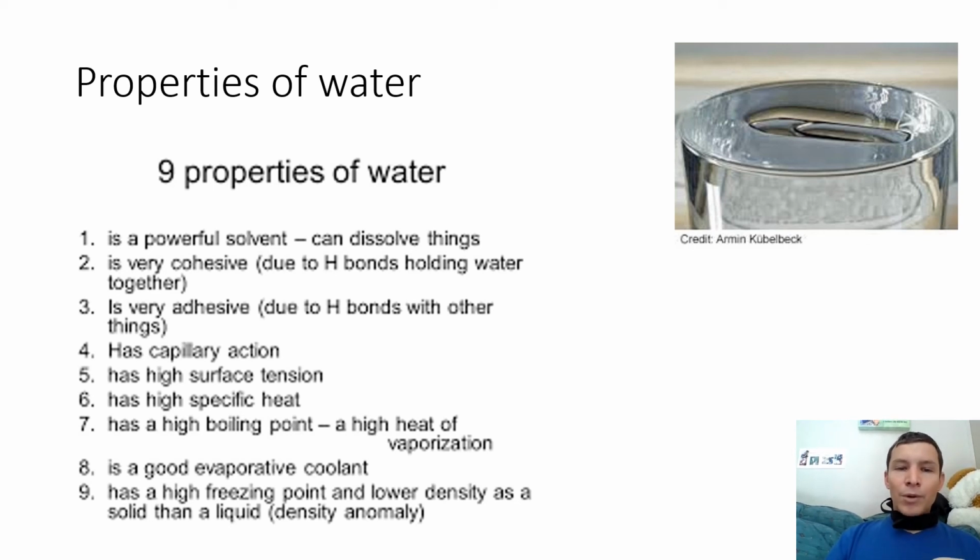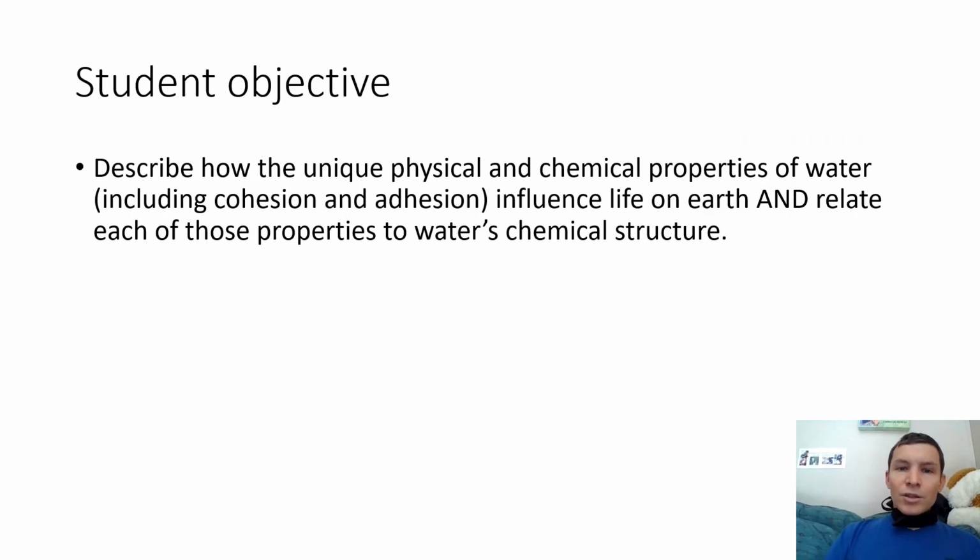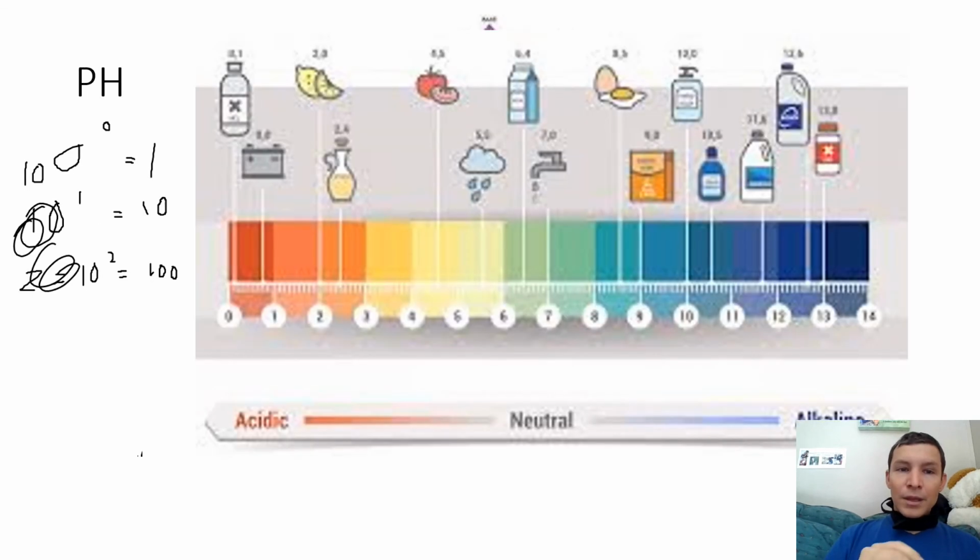And all these other properties, like the capillary action in plants, allow water to travel up to the leaves without creating some kind of pump. So we described how the unique physical and chemical properties of water are used in Earth processes and biological processes.